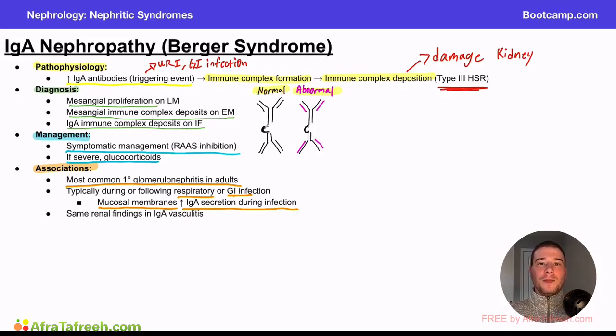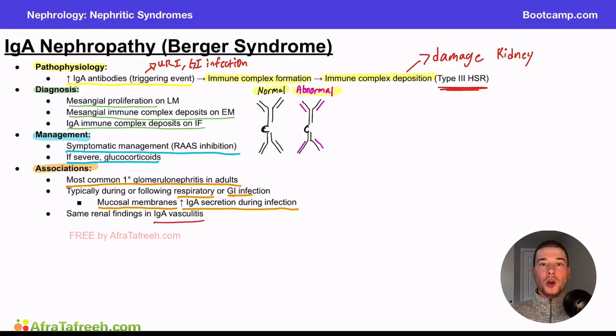Some other classic findings the patient might have include hematuria, flank pain, potentially a fever or respiratory problems, as well as signs and symptoms that might be consistent with a GI or gastrointestinal infection. It's also important to know that this pathology can be confused for some other similar but distinctly different pathologies. One of those includes IgA vasculitis.